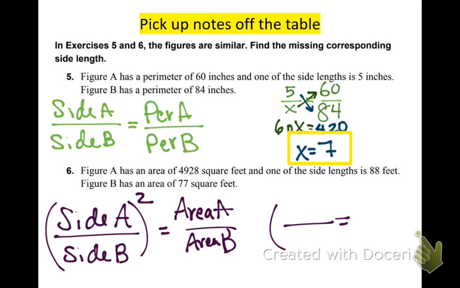So did they give us a side length for side A? They did. What is it, 88 feet? Did they give us a side length for figure B? No, it's X. All right, do we have area for figure A? 4,928. And then the area for figure B? 77.